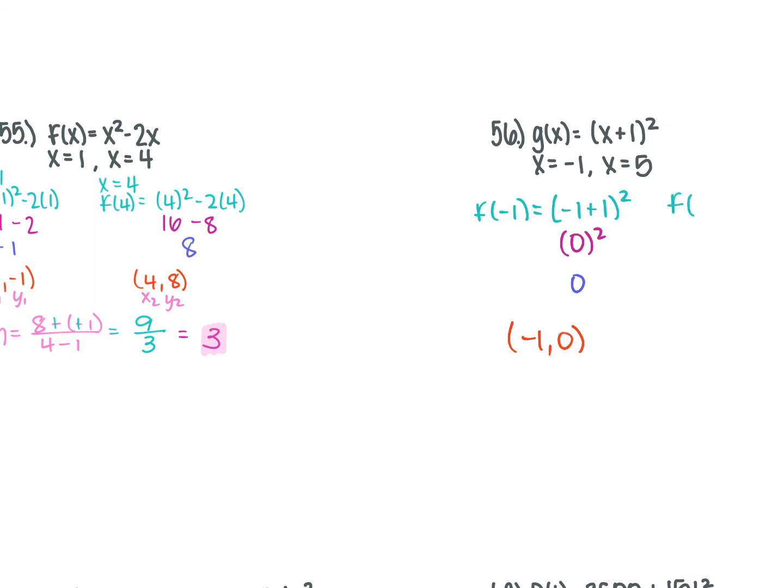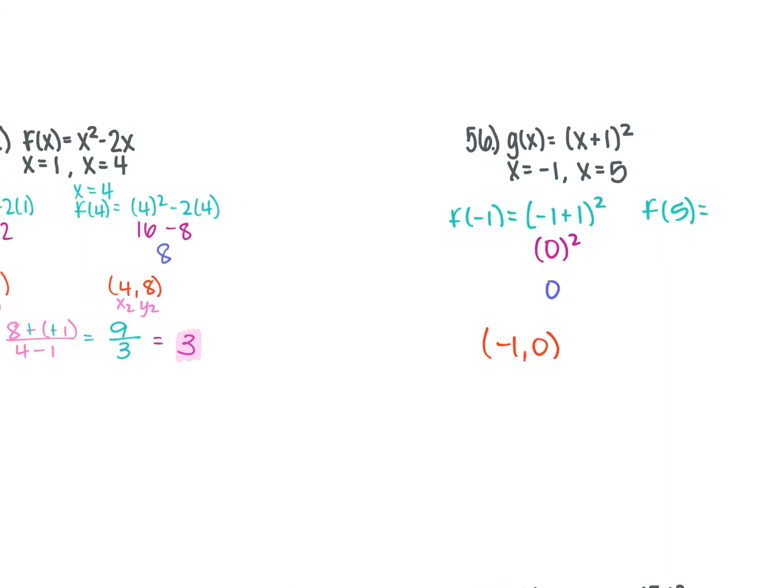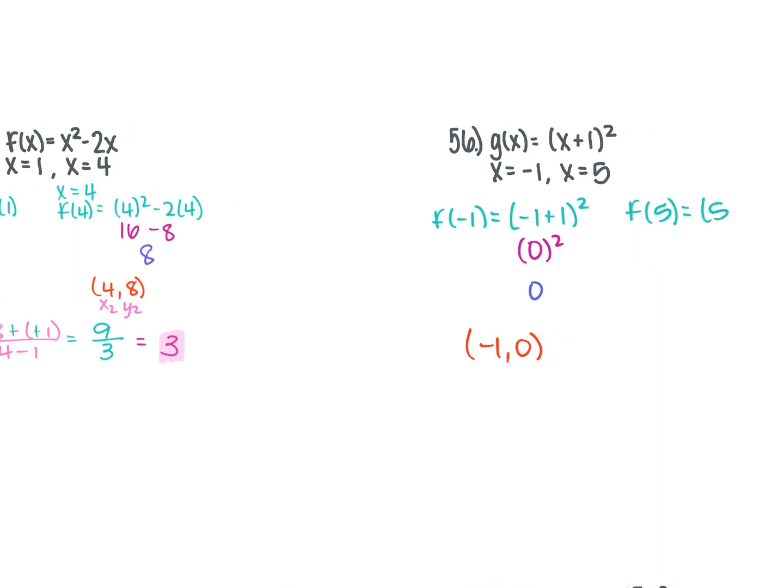For f of 5, that's going to give us 5 plus 1 squared. So that's 6 squared, so that's 36. So that ordered pair is 5, 36. Which of these do you want to be your x1 and your y1? -1, 0. So x1, y1, your x2 is 5, your y2 is 36.